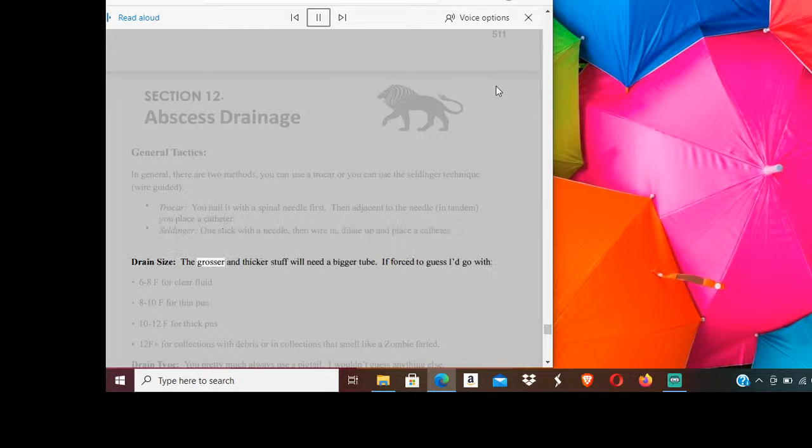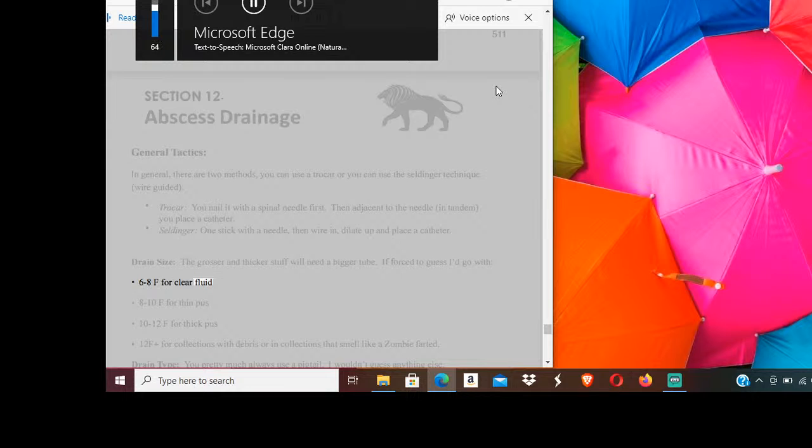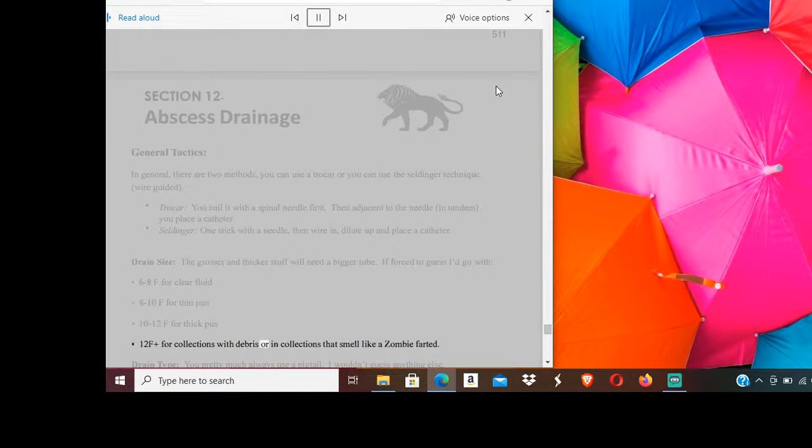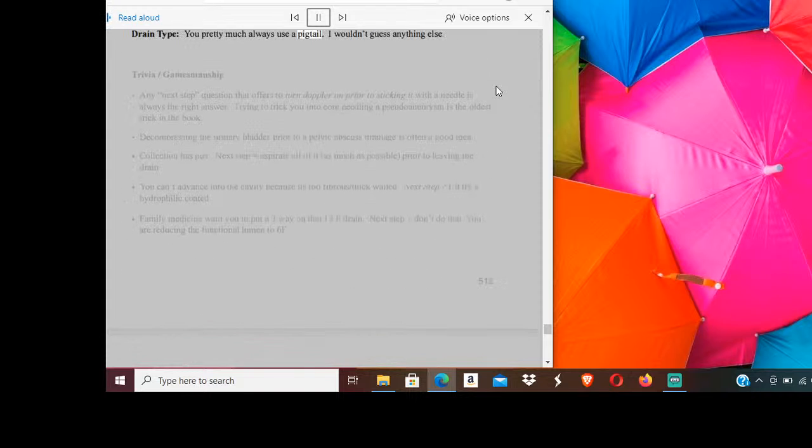Drain size: the grosser and thicker stuff will need a bigger tube. If forced to guess, I'd go with 6 to 8 F for clear fluid, 8 to 10 F for thin pus, 10 to 12 F for thick pus, 12 F and up for collections with debris, or in collections that smell like a zombie farted. Drain type: you pretty much always use a pigtail. I wouldn't guess anything else.